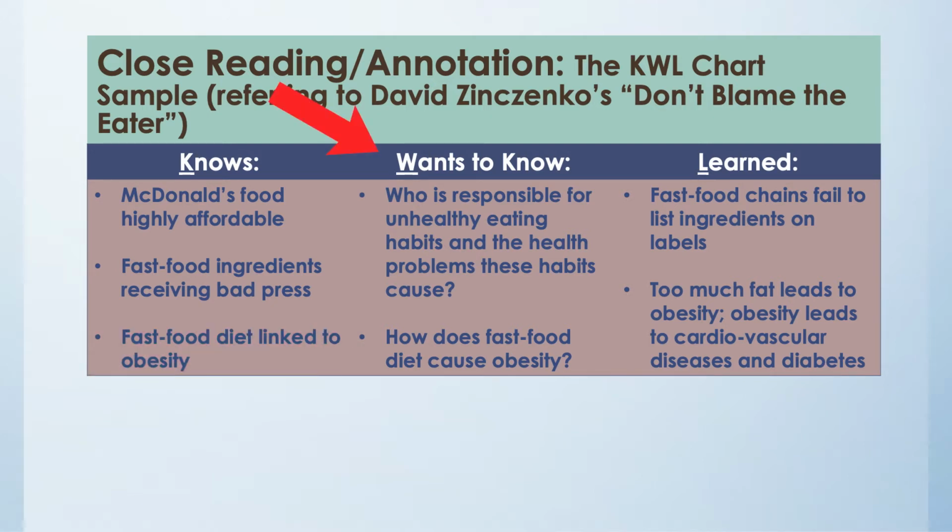Wants to know. Skim through the text very quickly, making notes on any parts that puzzle you, as well as the parts that interest you. After marking those parts, write down the questions you have about the article in the middle column.